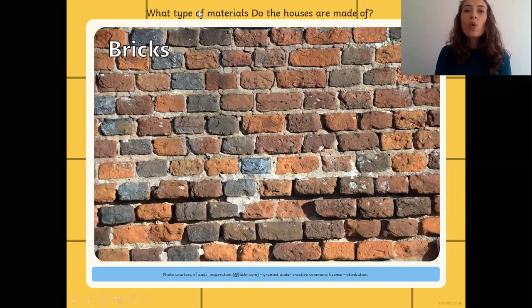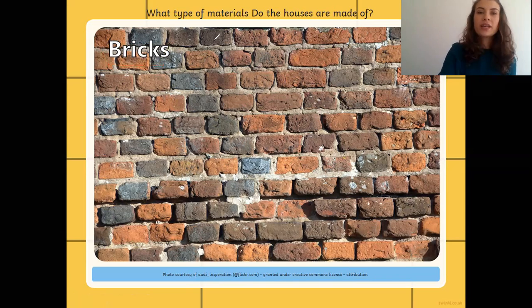Great. So what type of materials are houses made of? What is this material here? Do you remember the name of this material? We've just talked about this material. These are the bricks. Great job. If you don't know the name of this material, you can read it here because you know how to read. So these are the bricks. Great.